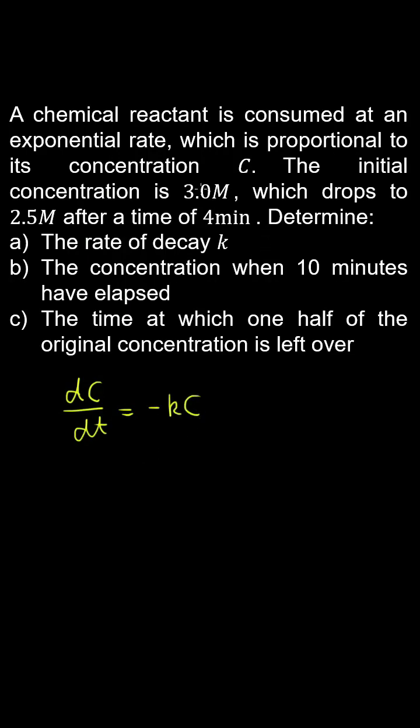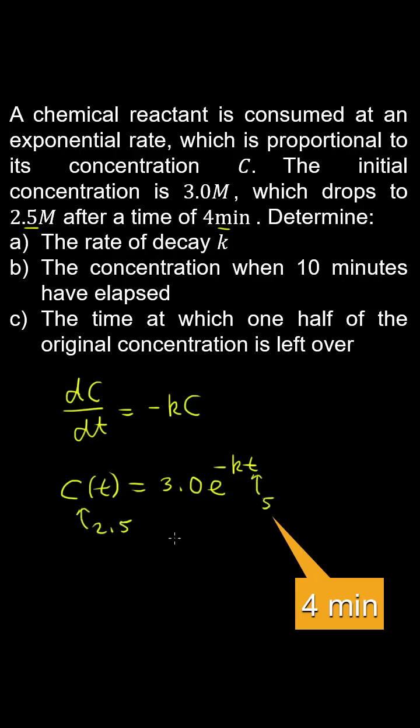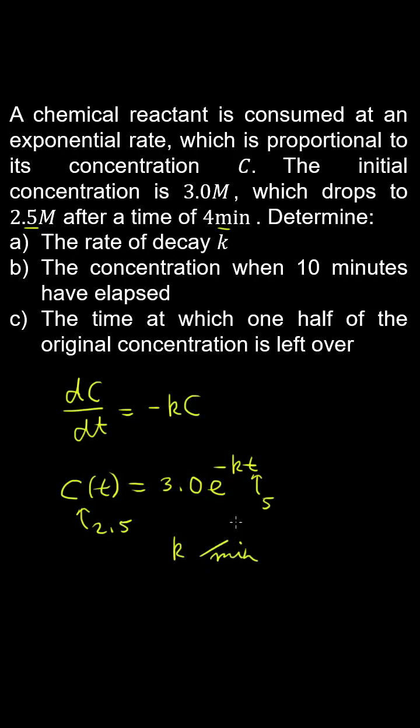Now we have the initial concentration, so if you solve this ODE, you'll obtain a particular solution of 3.0 molar times e to the minus the rate constant times time. And we're told that the concentration drops to 2.5 molar after 5 minutes, so you can plug in 2.5 here, a time of 5 minutes, and you'll solve this equation and you get your rate constant in units of per minute, such that the exponential quantity is dimensionless.